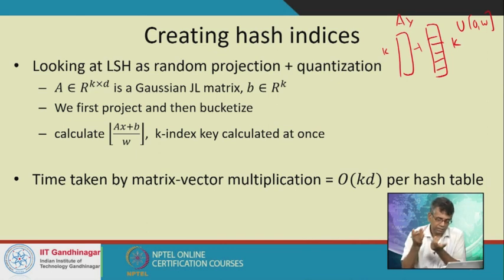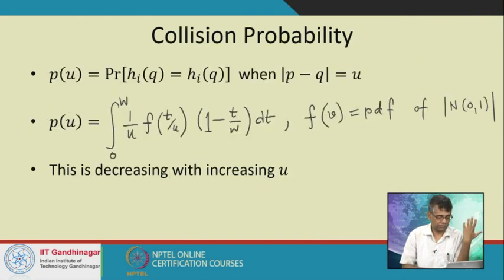I'm not saying anything new, but this is what we have been doing. The time taken remains the same because the procedure is the same, so it's kd per hash table. Now you see the connection. Can we make this faster?